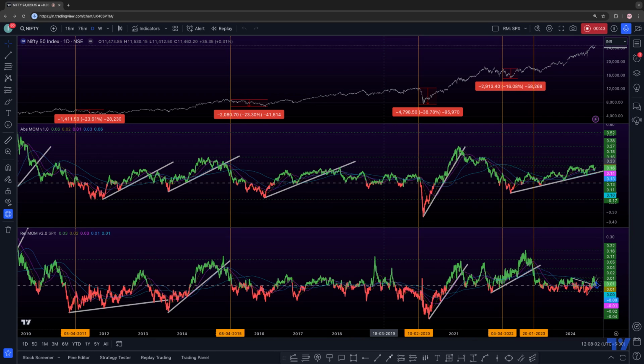I chose to analyze Nifty 50 with respect to SPX as my first video, which makes sense in certain ways. In this chart, there are three parts. The first part, the top part, is the price chart by itself. The middle part is the absolute momentum indicator, and the last one at the bottom is the relative momentum indicator.